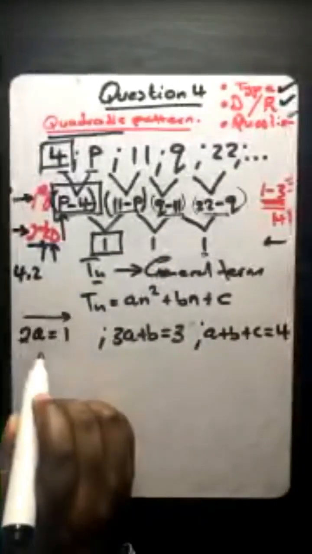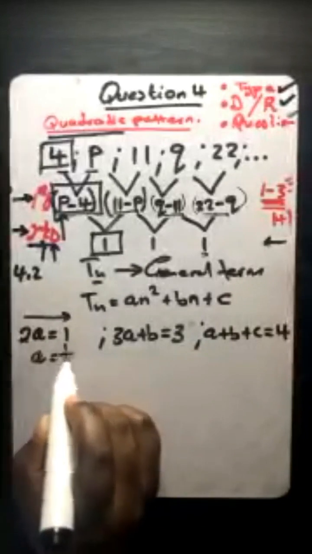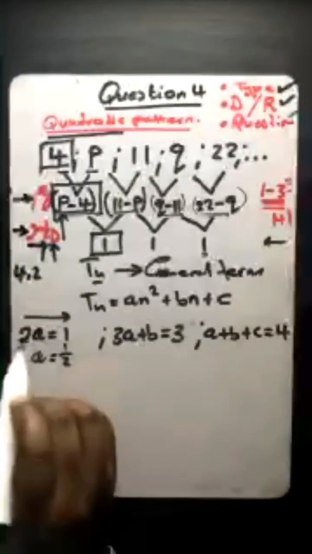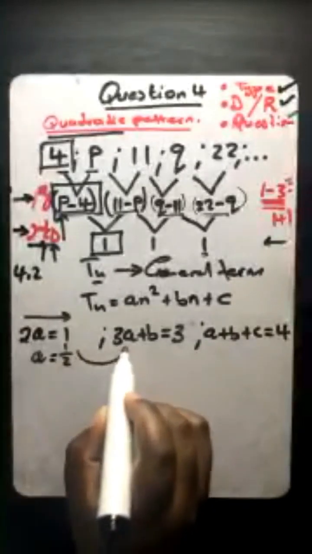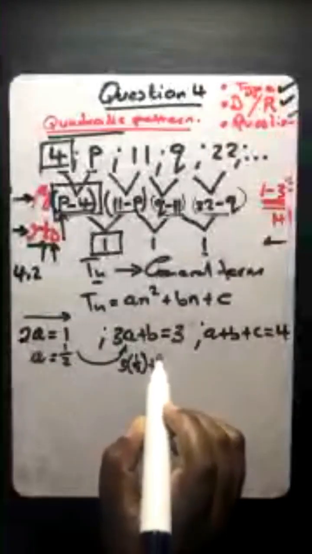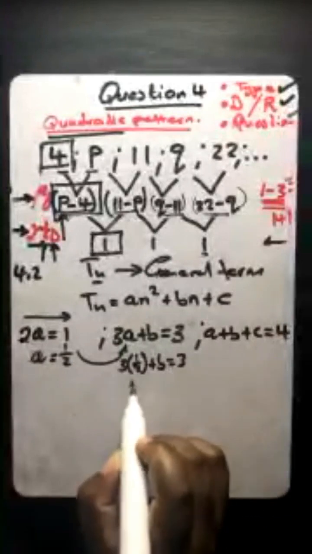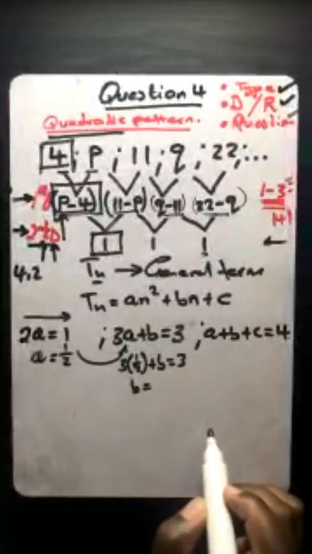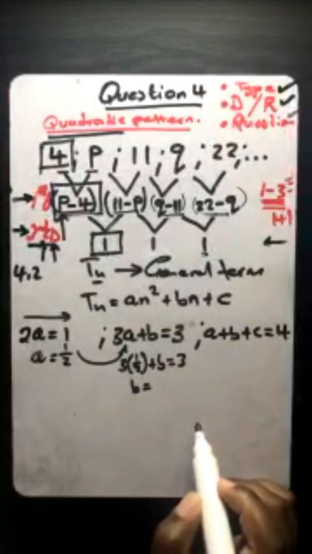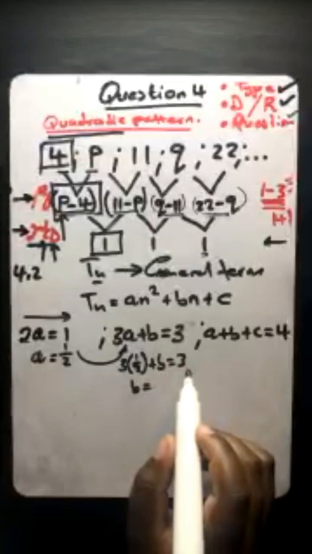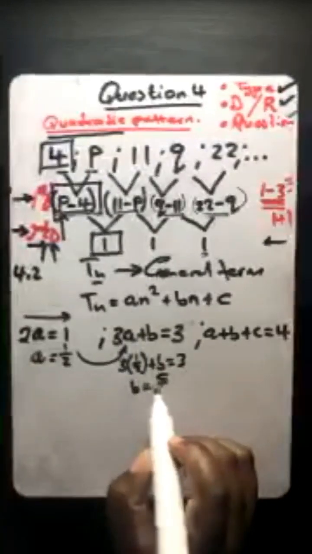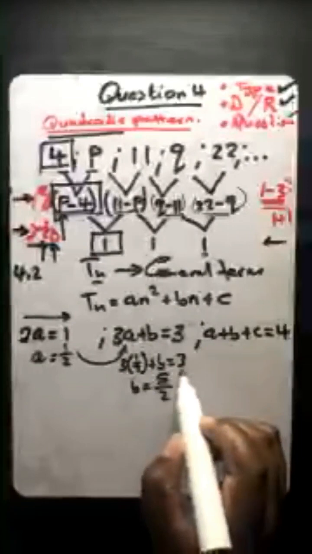So you have A, which is equal to 1 over 2, because you divide by 2 there. You take this A value and substitute it there. So you end up having 3 into 1 over 2 plus B, which is equal to 3. Then what is B? Obviously that is 1.5. You take it to the other side and you end up having 2.5, which is 5 over 2. That's why I'm saying it gives you 2.5.